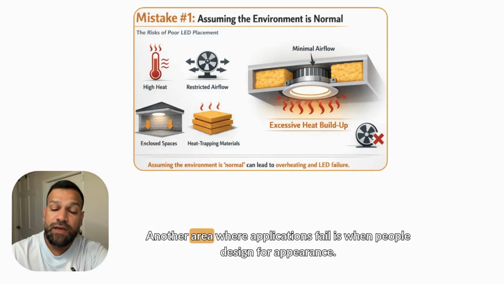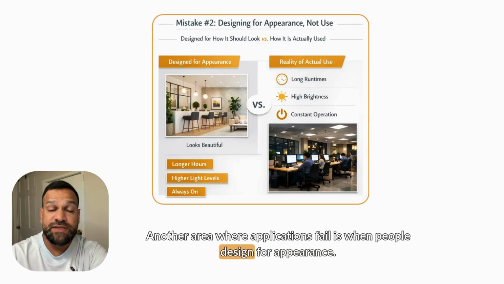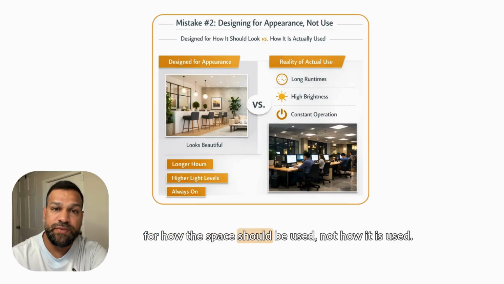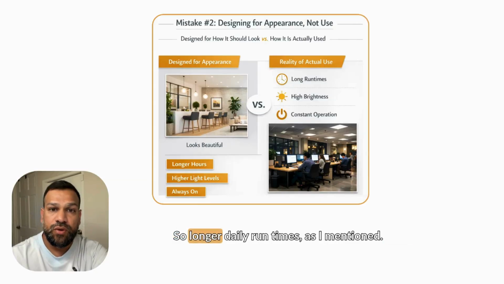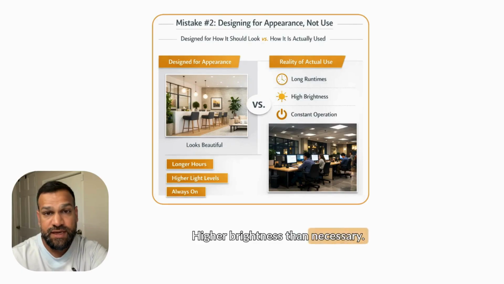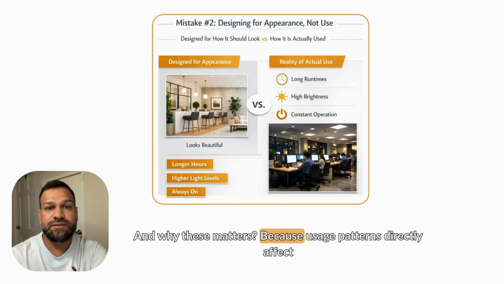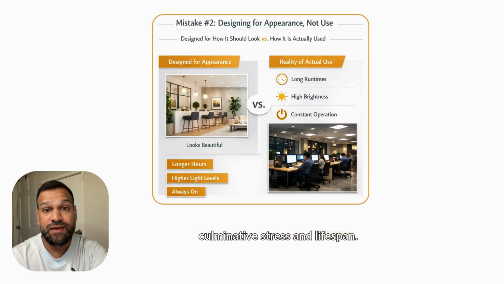LED components degrade faster when thermal assumptions are wrong, even if the specs are technically met. Another area where applications fail is when people design for appearance, not use. The lighting effect is often designed for how the space should be used, not how it is used: longer daily run times, higher brightness than necessary, constant operation instead of intermittent use. Why does this matter? Because usage patterns directly affect cumulative stress and lifespan.